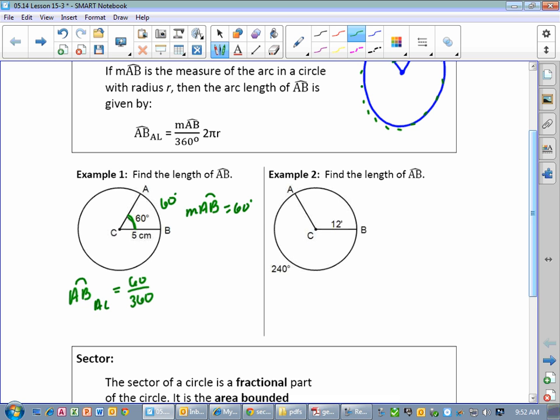So that's what we're doing here. We're getting 60 over 360, which is 1/6, times the circumference, which is 2 pi r. 2 pi times 5. Okay? And so we just put that into our calculator. 1/6 times 2 pi times 5, and we get 5.236.